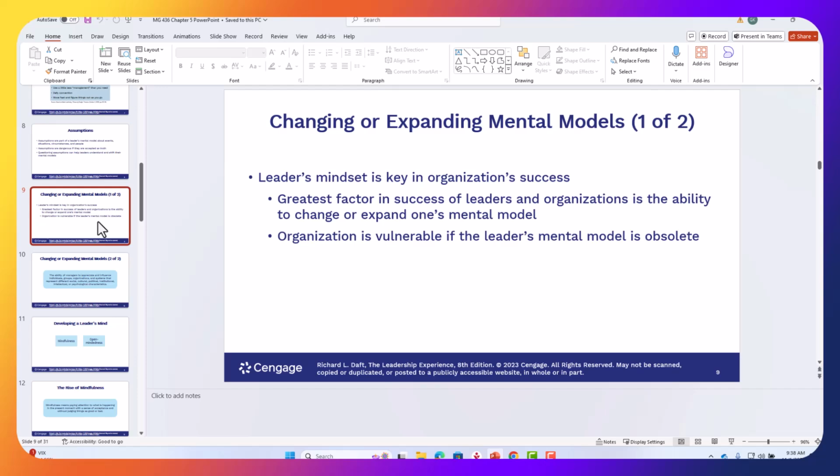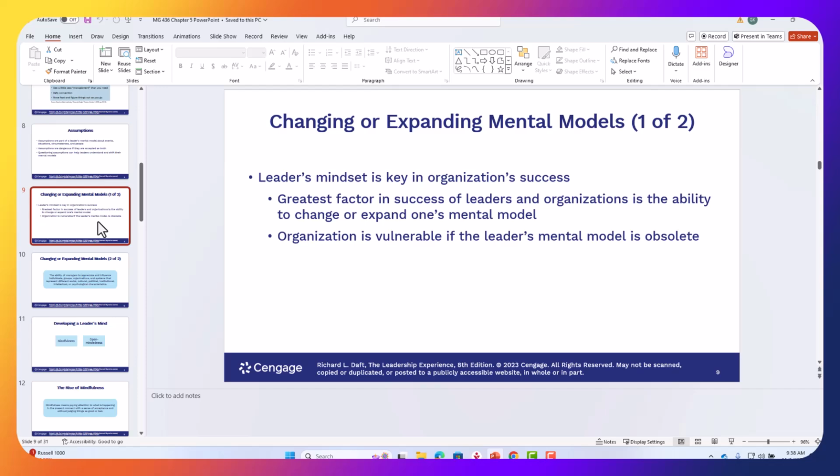Changing or expanding mental models. Leaders' mindset is key in organizational success. The greatest factor in the success of leaders and organizations is the ability to change or expand one's mental model. Because you know why it is the greatest factor? It's because they're versatile. They understand my mental model may not be the mental model I use for everything. It can be situational, and they don't mind adjusting.